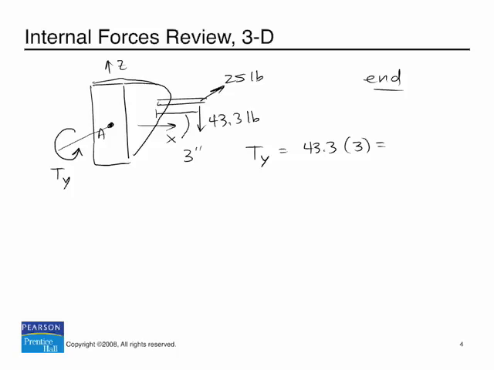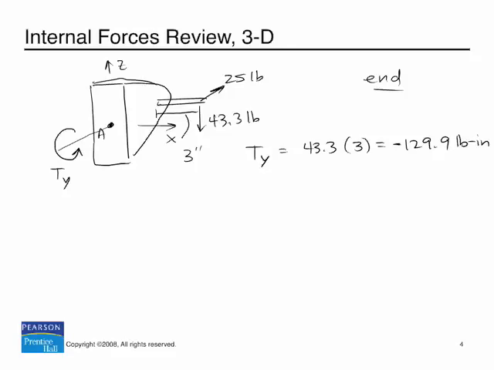And that's just 129.9 pound inches. Okay. Now, the way that rotation is going, it's actually negative. By the right-hand rule around the y-axis, we find out that the negative sign is there, and you can see that it's opposing the 43.3 pound force, which is tending to put a torque in the opposite direction on that.